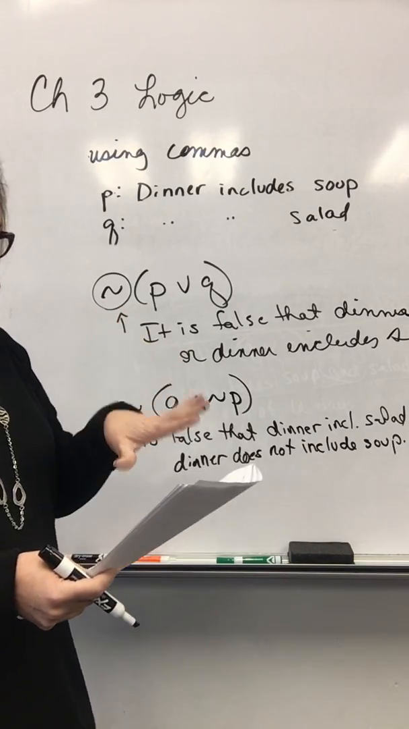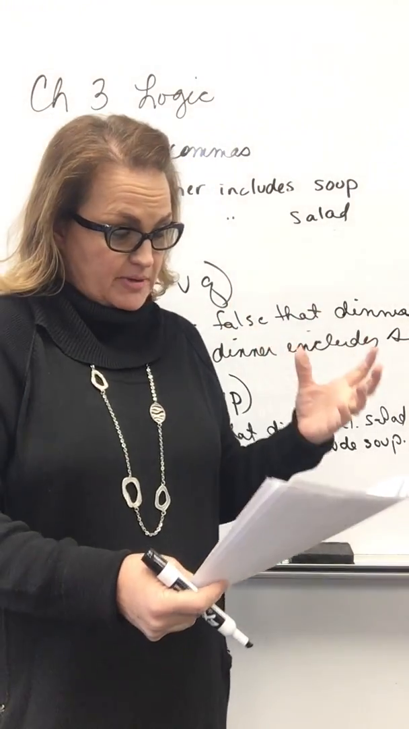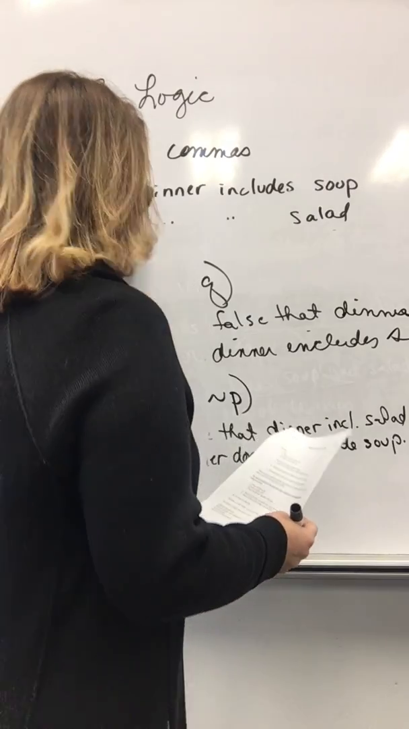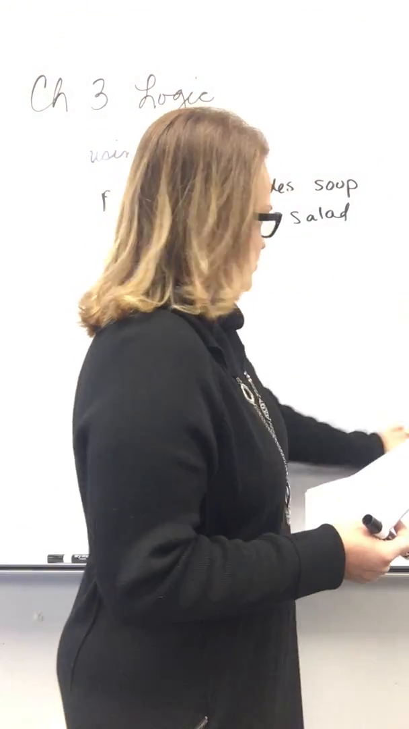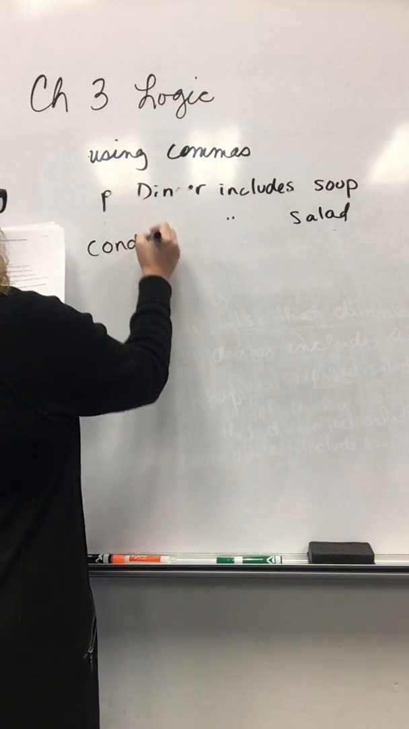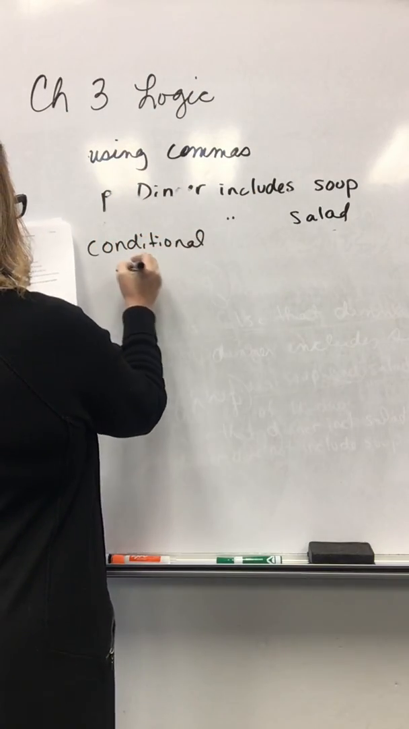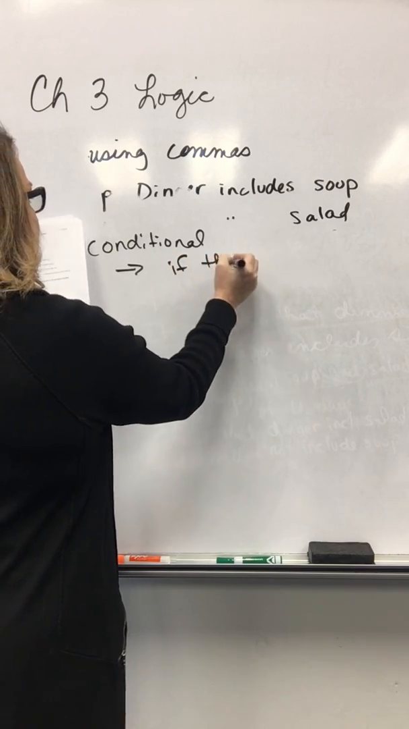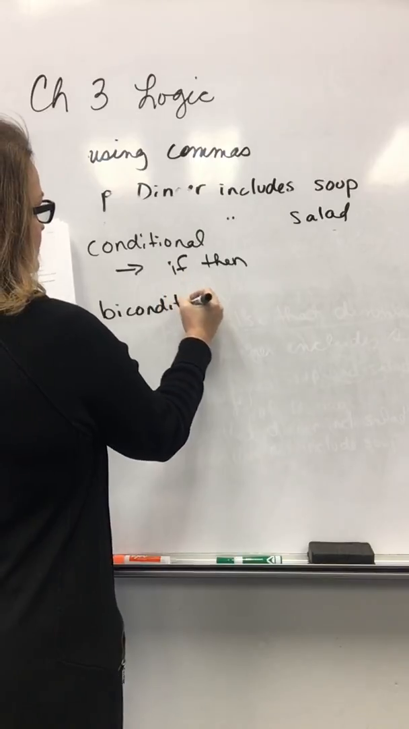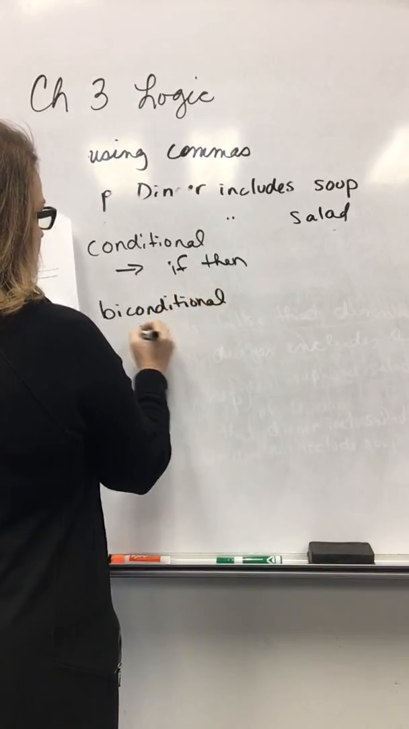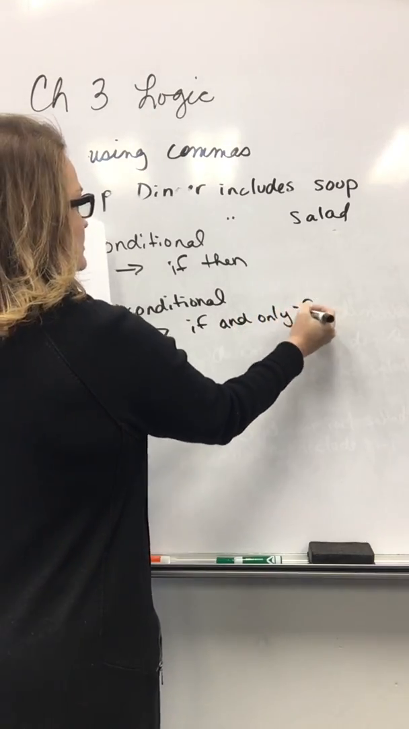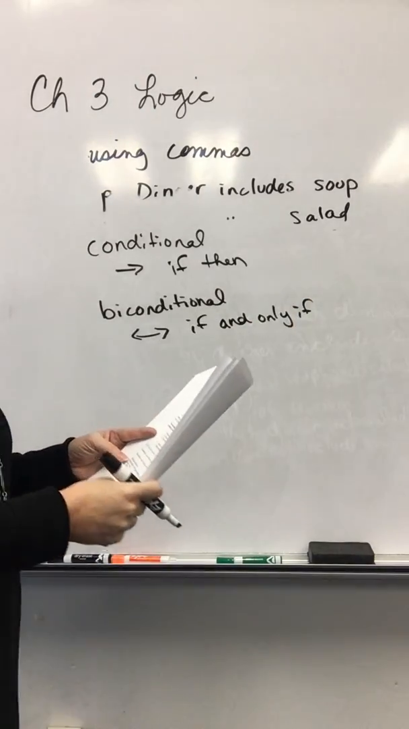Before we turn the page, I do talk about the conditional, which you already wrote down in the previous video, but just in case you just tuned in here, make sure you know: the conditional is one arrow, and it is read "if then." The biconditional has a double arrow, and it's read "if and only if." We're going to use those a little bit.